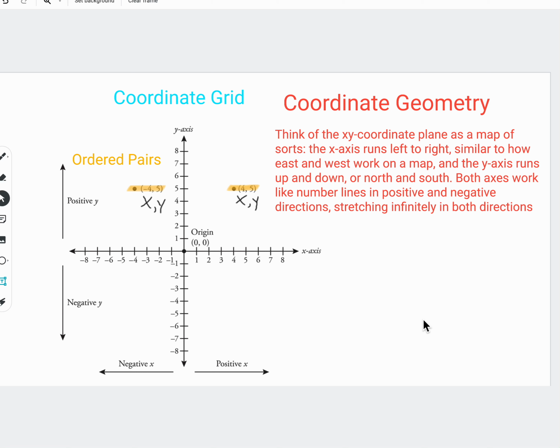Ordered pairs indicate where on this map to plot points. The first number always refers to the x-axis, and the second will always refer to the y-axis.